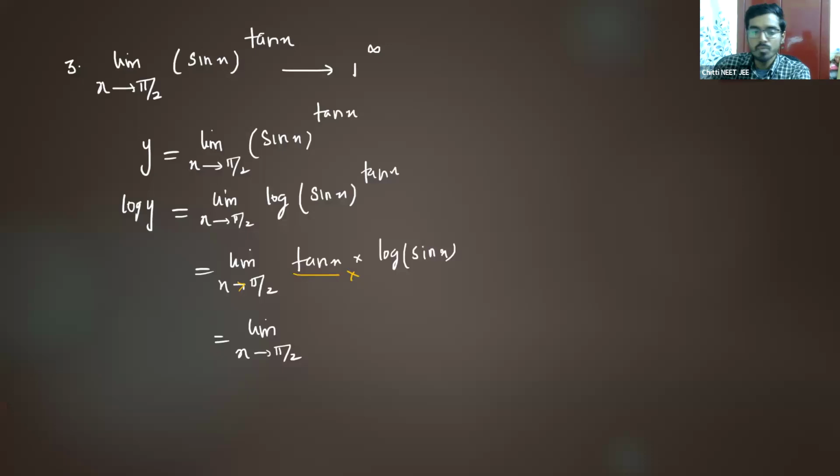Now I can write this as log of sin x whole divided by cot x, right? Now when you apply the limit, cot pi by 2 is 0, and sin pi by 2 is 1, so log 1 is 0. So it is of the form 0 by 0.